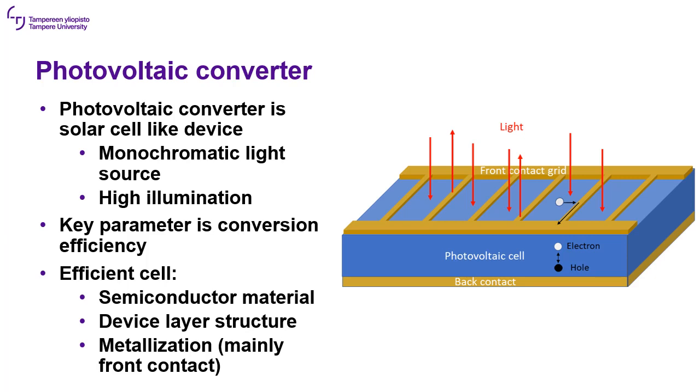There are two losses which need to be balanced. The first one is the shading losses, which come if you have too much metallization on top of the cell. Then the light cannot go inside the cell since it is reflected from the contact material. But also if you have too little metallization in the cell, there are too high electrical losses and thus the efficiency decreases.